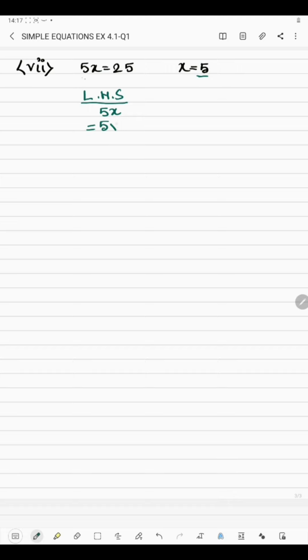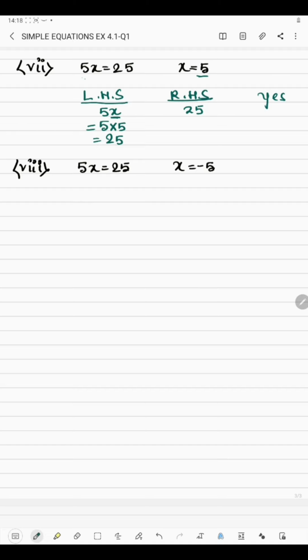So 5 multiplied by 5, because the value of x is 5, so in place of x we will have to put the value, which is 5 here, and 5 5s are 25. And on the right hand side we have 25, that means 25 is equal to 25. Left hand side is equal to right hand side, so we can write that yes, it satisfies the equation.